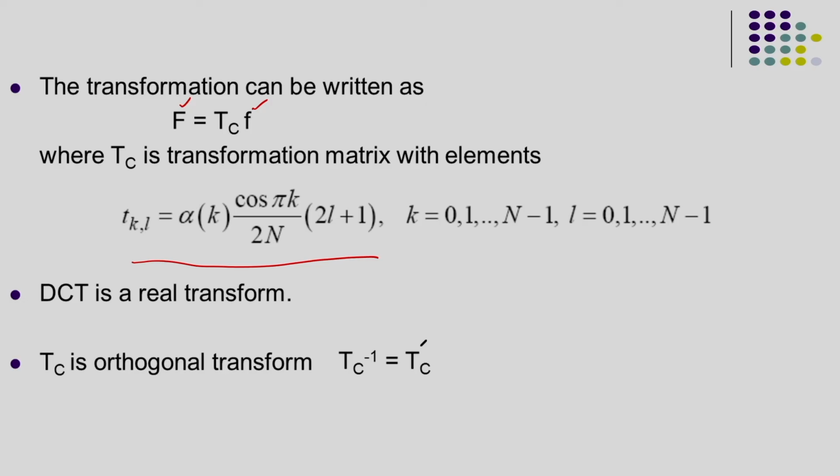But in case of the Fourier transform, I have both the cosine and the sine component, the real component and the imaginary component. So, that is why it is complex. But in case of the DCT, I have only the cos component, cos pi k divided by twice n into twice l plus 1. So, that is why the DCT is a real transformation, and the DCT is an orthogonal transformation. So, here you see the T_C inverse is equal to T_C transpose. So, that is why it is the orthogonal transformation.